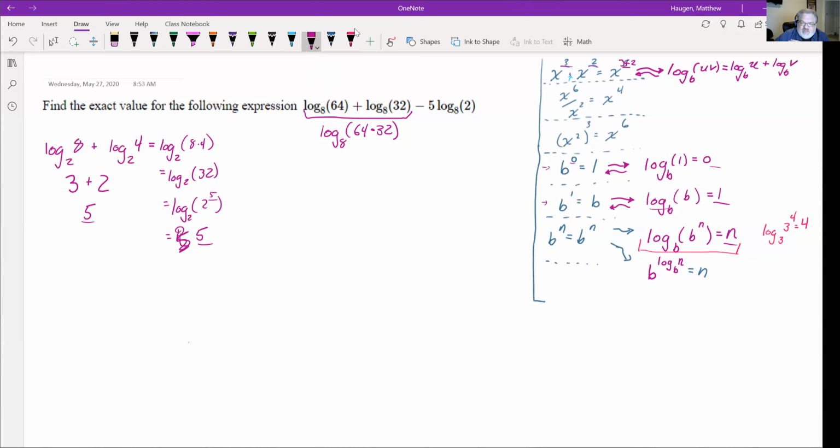Now, how could we have gotten that 2 to the 5th if we didn't know? Well, 8 is 2 to the 3rd and 4 is 2 squared. What's 2 to the 3rd times 2 squared? It's 2 to the 5th. Well, how do we get that 5? It's the same 3 and 2. It's just, are you dealing with the 3 and 2 in the logarithmic argument, or are you dealing with the 3 and 2 in the exponential argument? It's the same argument, just a different side of the coin.